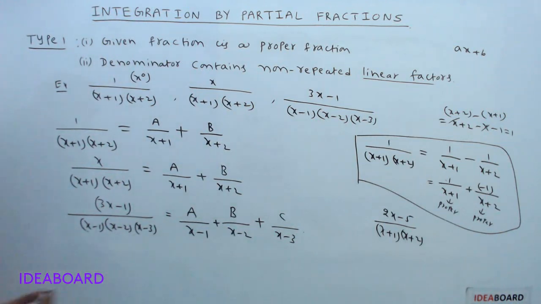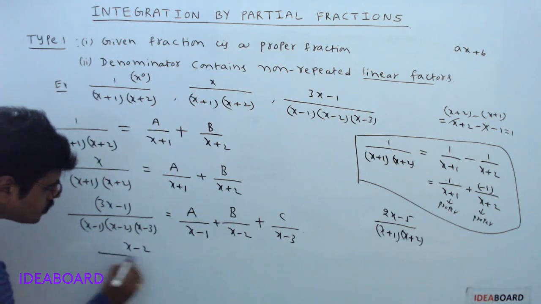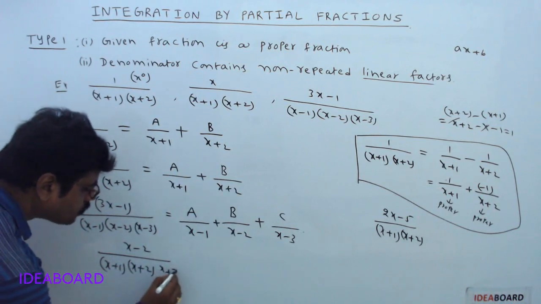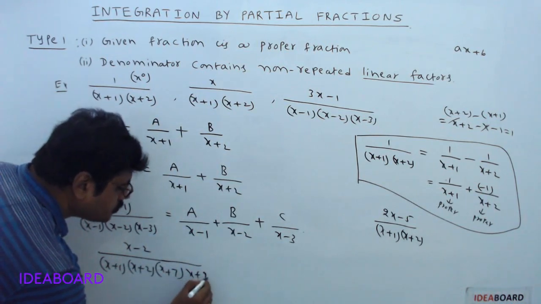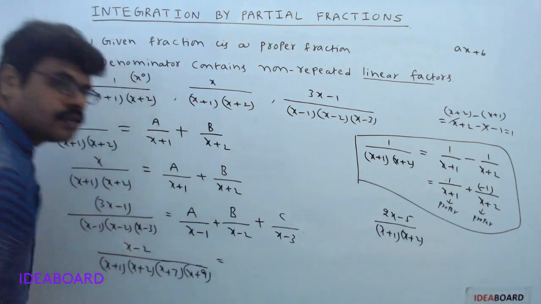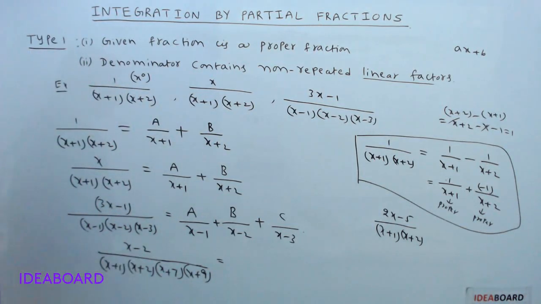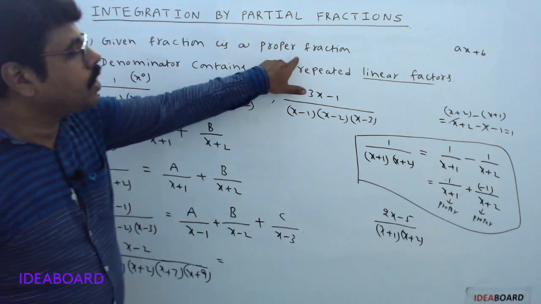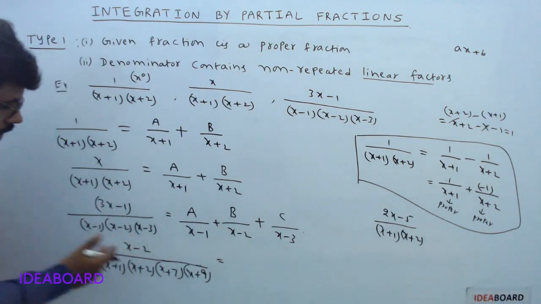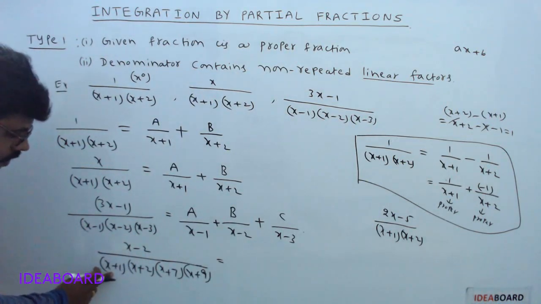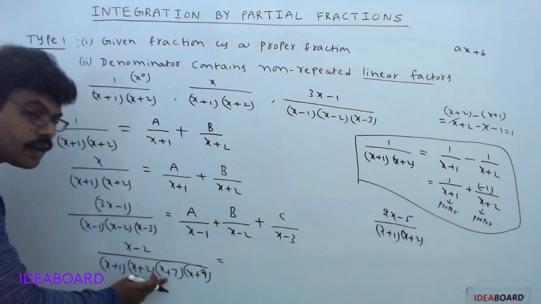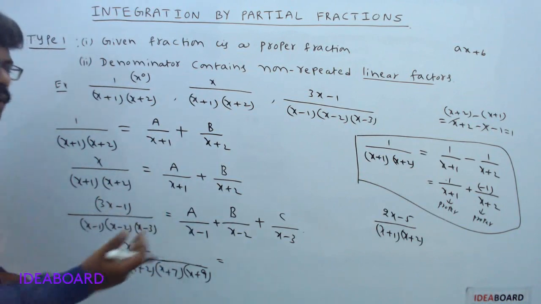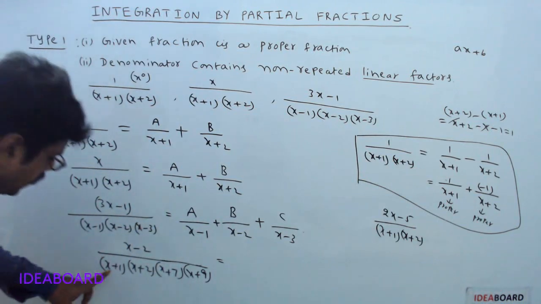You can take one more example also. Suppose this is x minus 2 divided by (x plus 1)(x plus 2)(x plus 7)(x plus 9). Now here the degree of the numerator is 1, the degree of the denominator is 4. Clearly it is a proper fraction. Next, observe the denominator: non-repeated linear factor, non-repeated linear factor, non-repeated linear factor, non-repeated linear factor. Now write down the partial fractions for the given fraction.